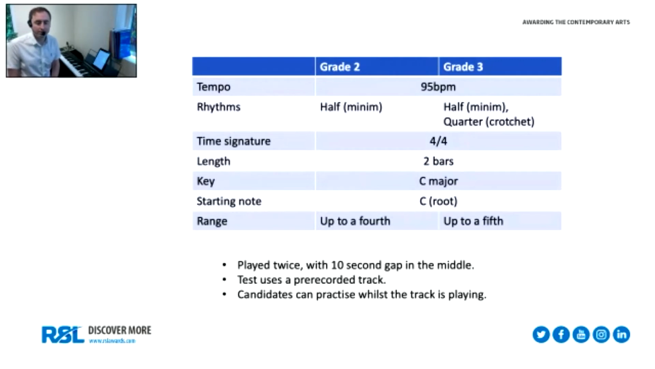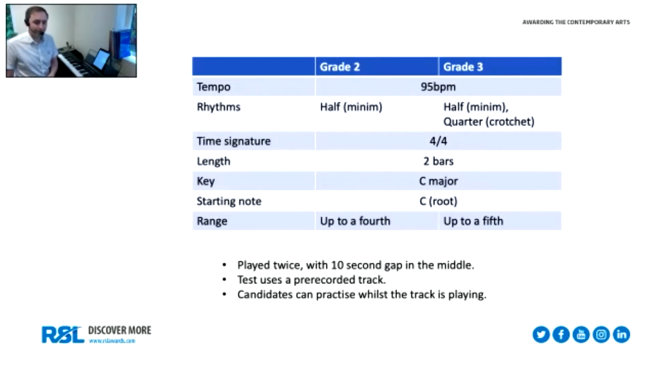You can see there, first of all, that the test will be at a tempo of 95 beats per minute. It will consist only of half beats or minims. The time signature will be 4/4. The length of the exercise will be 2 bars long. It's going to be in the key of C major, and the starting note will be C. And the range will only be up a fourth from C. So we know already as teachers lots of information about that test. So hopefully it gives us a lot of confidence in preparing our students. We know the sorts of exercises to devise.